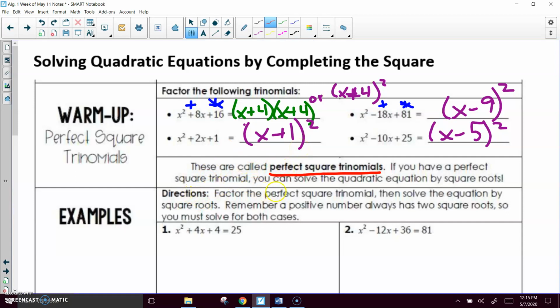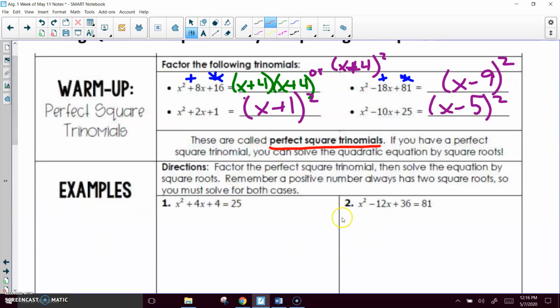Directions say, factor the perfect square trinomial, then solve the equation by square roots. Remember, a positive number always has 2 square roots, so you must solve for both cases. So in this first set, each of these 4 problems, the trinomial that we have on the left is a perfect square trinomial. It's going to be similar to these top 4. So as I look at number 1, x squared plus 4x plus 4. We're ignoring the 25 for right now. I want to factor the left side, and that is a perfect square trinomial, which would give me the quantity x plus 2 squared equals 25.